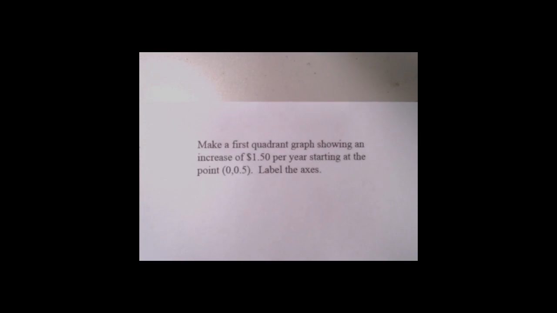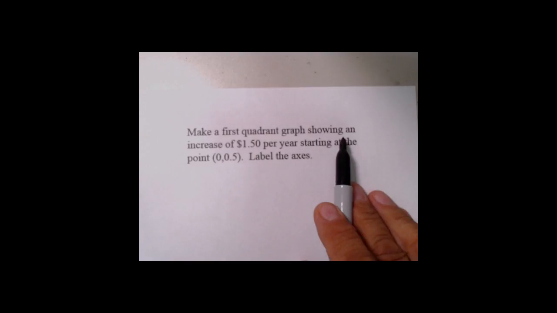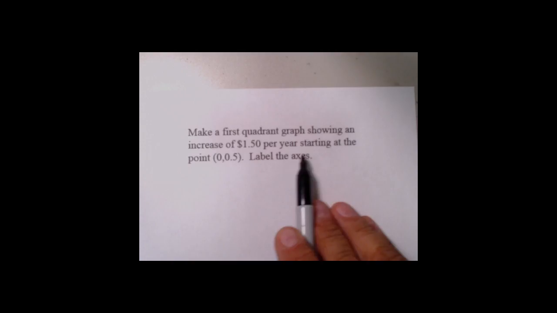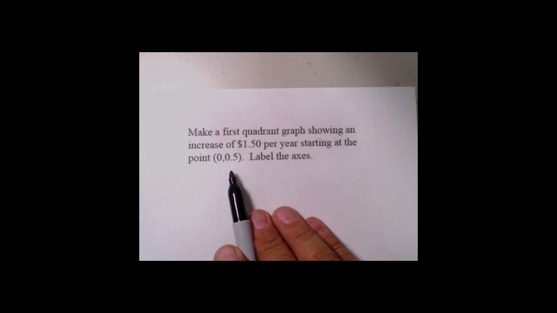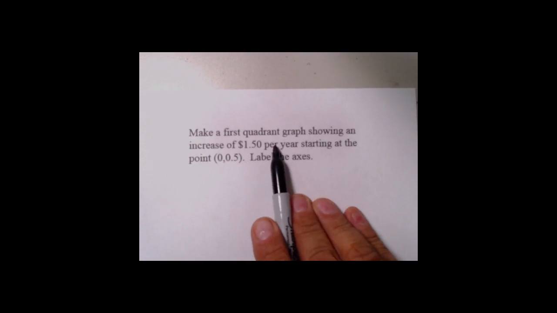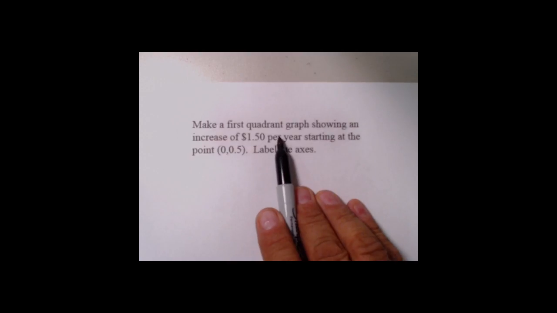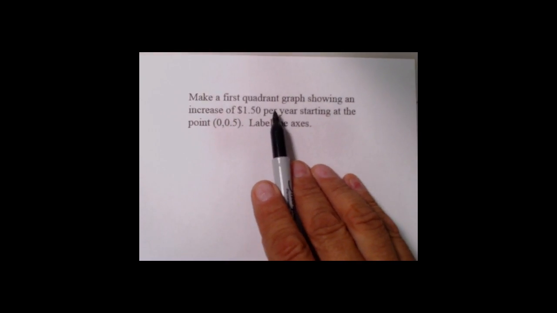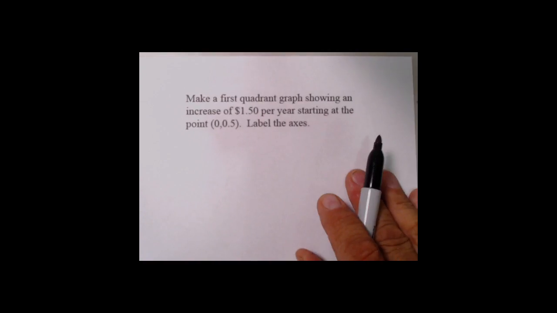Okay, some other things that are going to lead into taking us to this rate business, to slopes and things of that sort. This says make a first quadrant graph showing an increase of $1.50 per year starting at the point (0, 0.5). And we want to label the axes. Well, first quadrant means that the x and the y are both positive. This is pretty standard in most word problems that we're just dealing with positive x's and y's.